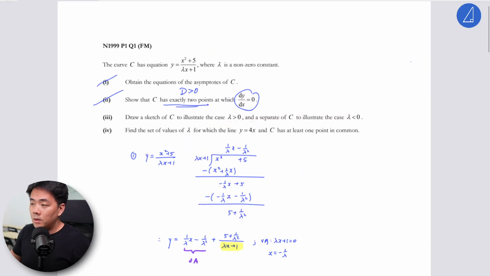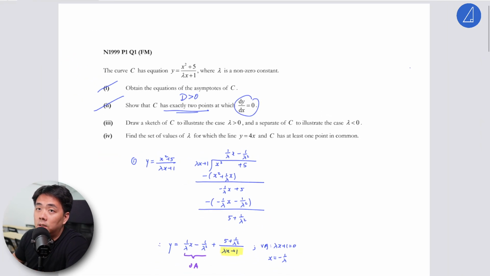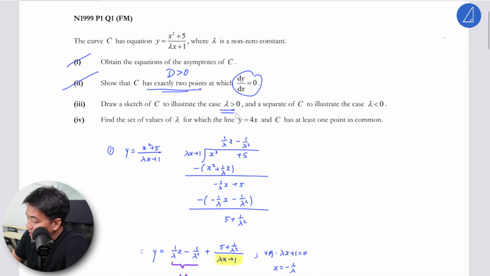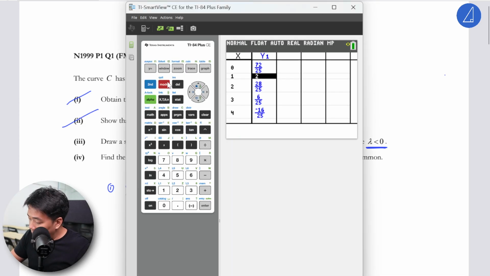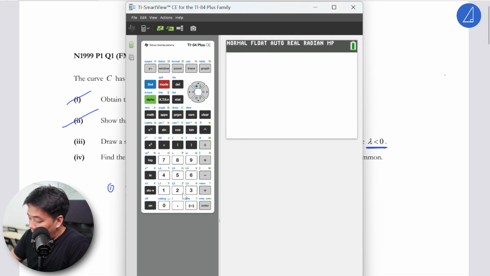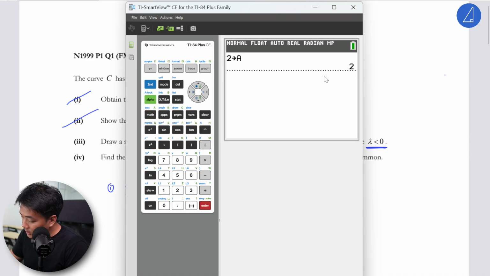Let's look at part 3. For part 3, sketch C for the case of lambda bigger than 0, and separately sketch C where lambda is negative. Okay, I think this is interesting. I'm going to let my lambda be, let's say, alphabet A. In this case, you just use your GC. I'm going to store A as a value of 2, because lambda is positive. You just put 2 stored into A. So where's my A? A is here, this green colored one. Okay, so A is 2 now.